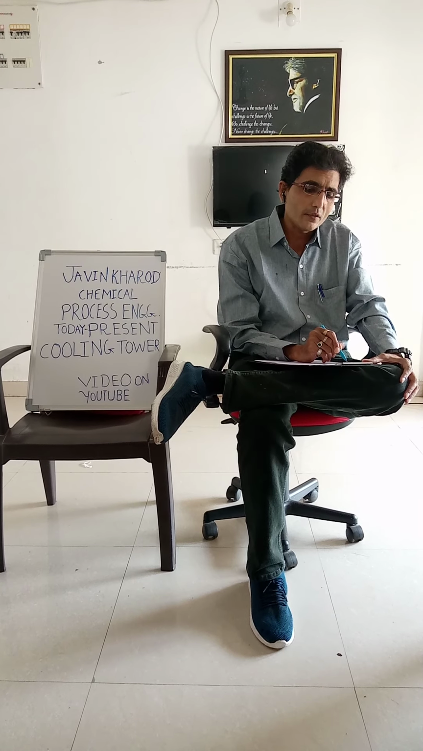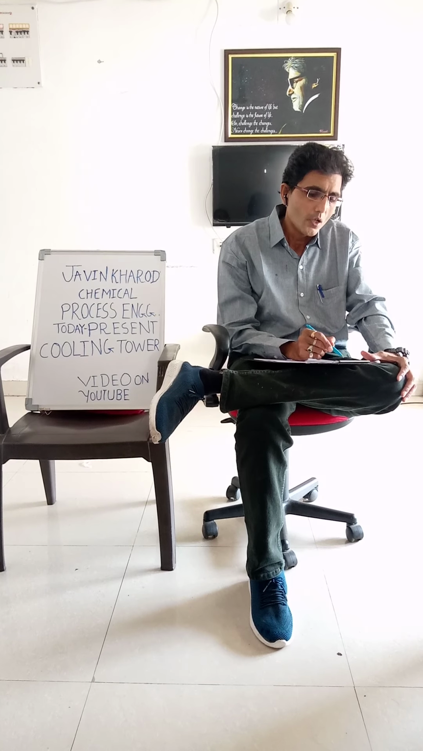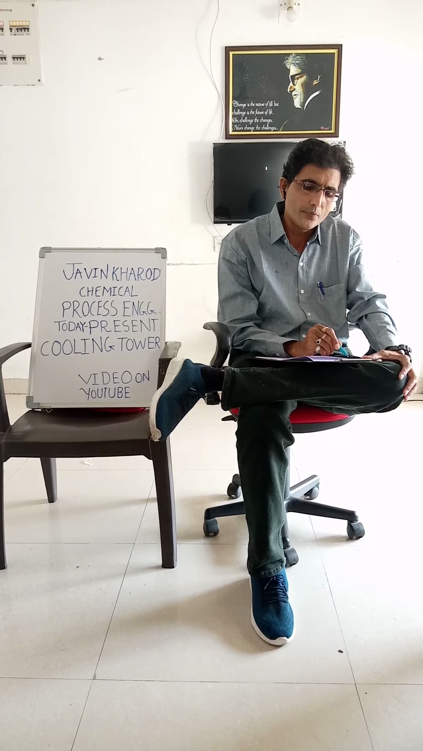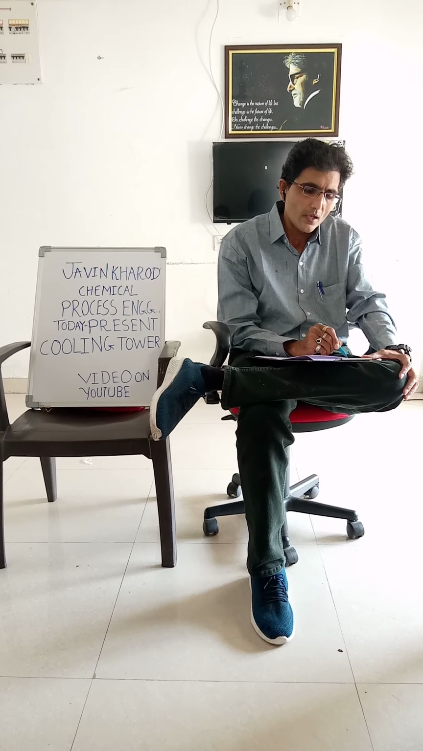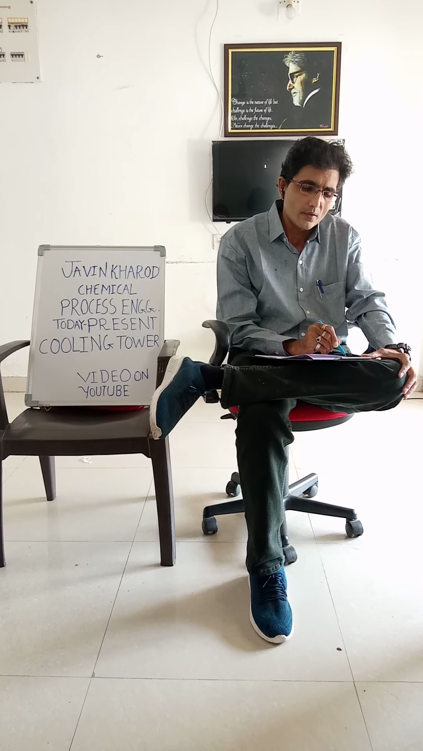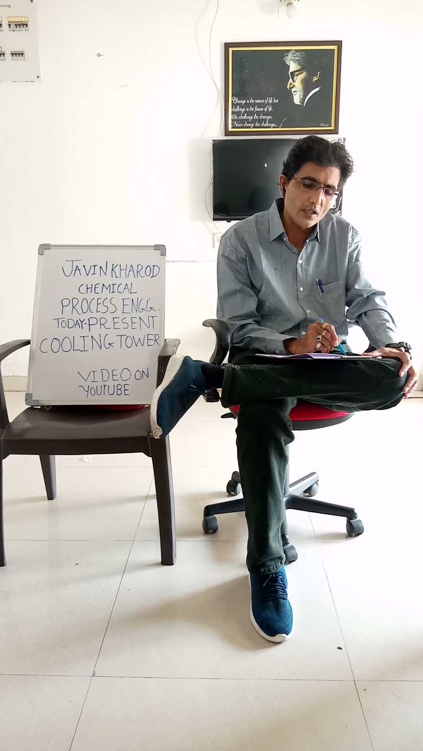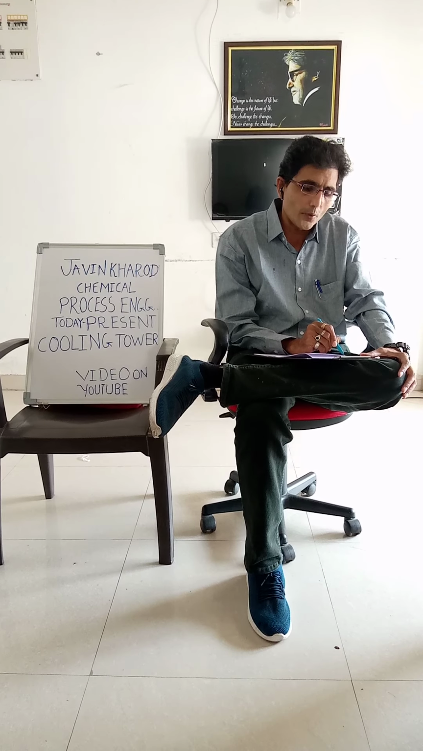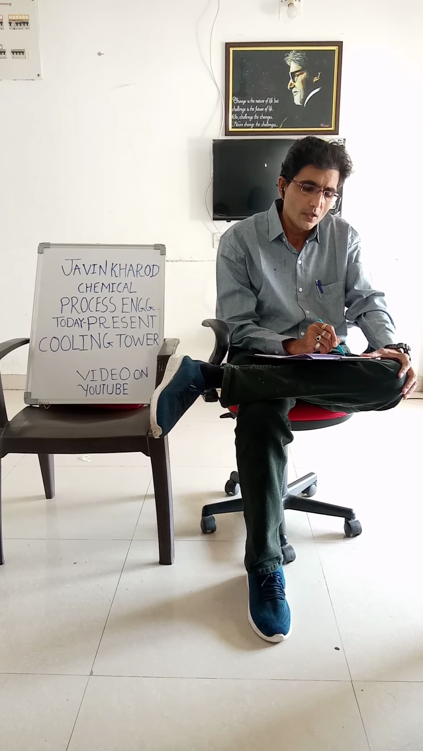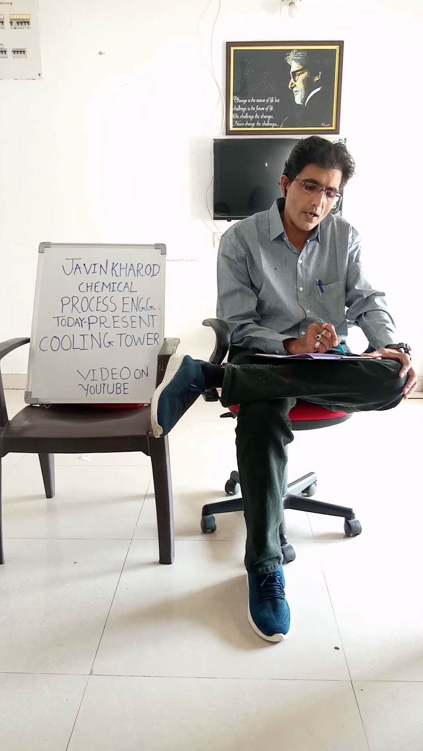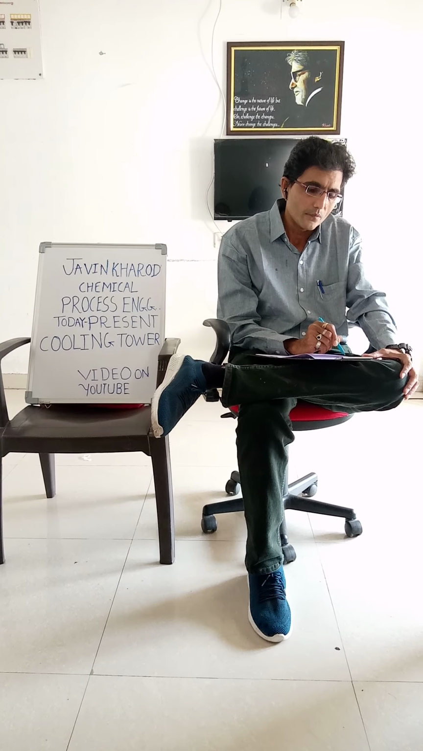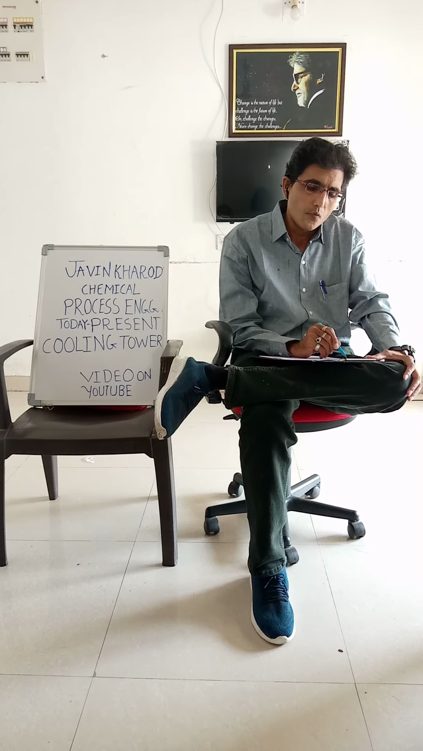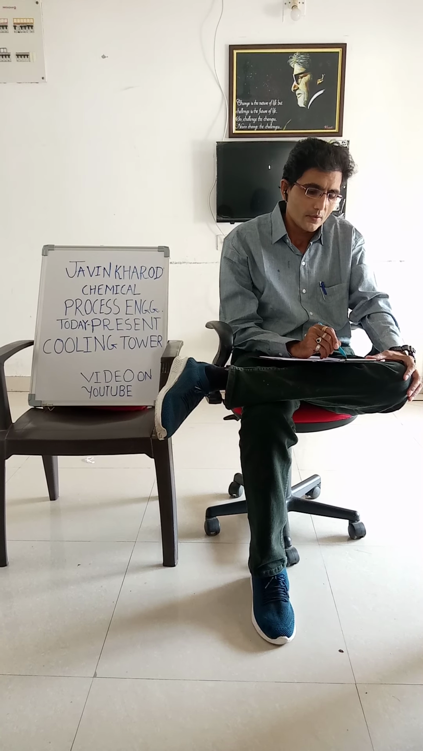Now, what is the size of a cooling tower? Cooling towers vary in size from small rooftop units to very large hyperboloid structures that can be up to 200 meters, 600 feet tall and 100 meters, 330 feet in diameter, or rectangular structures that can be over 40 meters tall and 80 meters long.